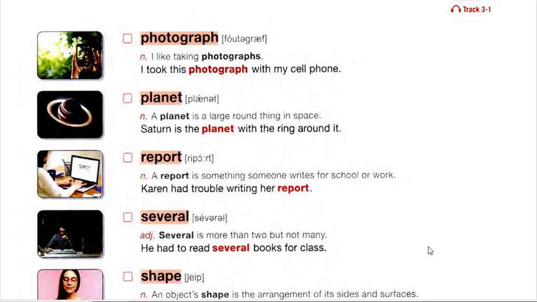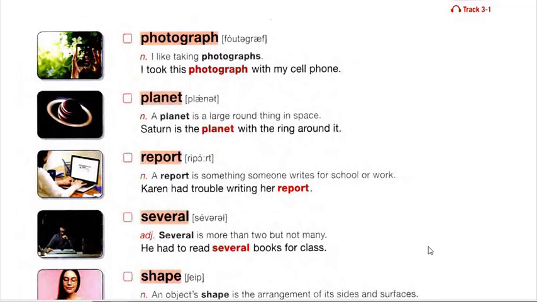The next word is photograph. Photograph, the stress is on the first syllable، فشار روی کلمه stress استفاده می‌شود. Photograph is a noun، اسم است، عکس. I like taking photographs، عکس‌برداری را دوست دارم. I took this photograph with my cell phone، این عکس را با موبایل خود گرفتم.